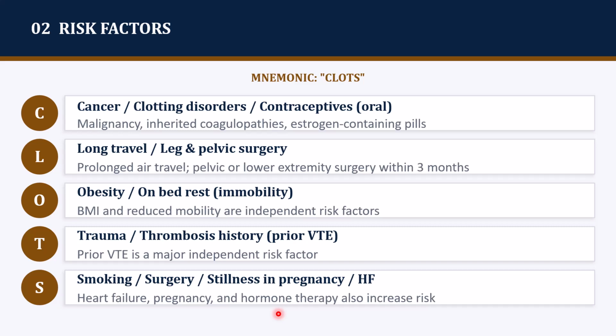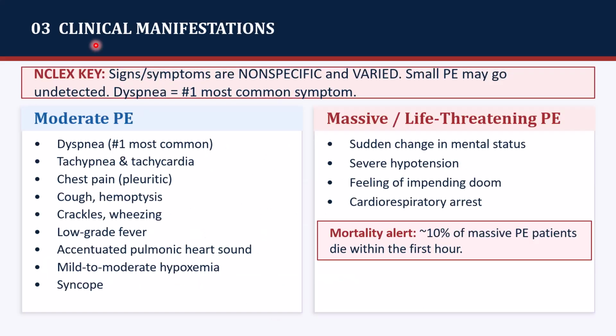Prevention is a nursing priority. Now we get to clinical manifestations, and this is where I need you to pay very close attention because the NCLEX loves to test you on these signs and symptoms. Here's the key thing to understand right from the start. The signs and symptoms of PE are non-specific and varied. There's no one single presentation. Small emboli may go completely undetected. Symptoms can come on slowly or appear suddenly and dramatically. This is exactly what makes PE so dangerous and so tricky to diagnose.